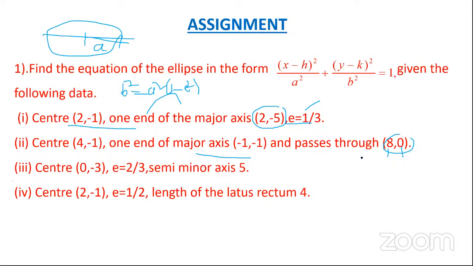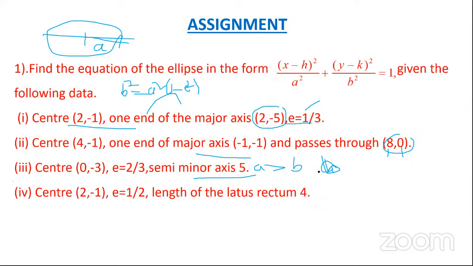Center (0, 3), e value, and the semi minor axis is nothing but b if a is greater than b. If a is greater than b, the minor axis is b. If a is less than b, the minor axis is a. Center same (2, -1), e equal to 1 by 2.